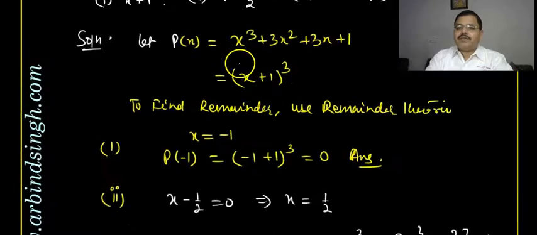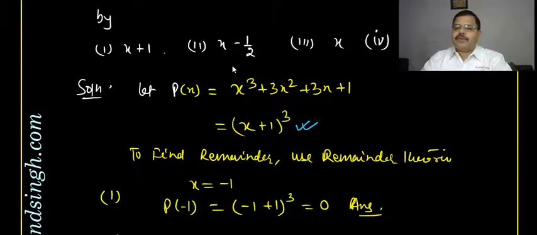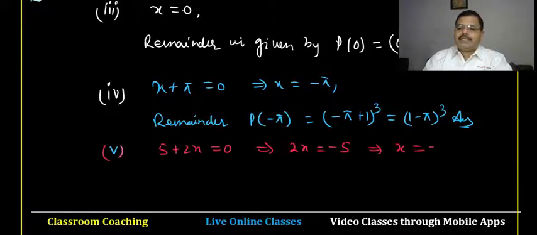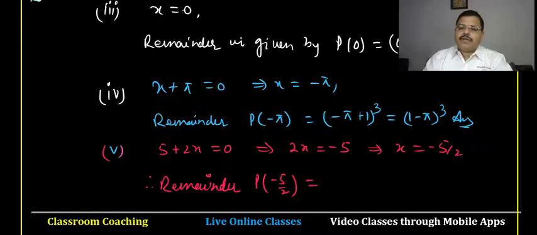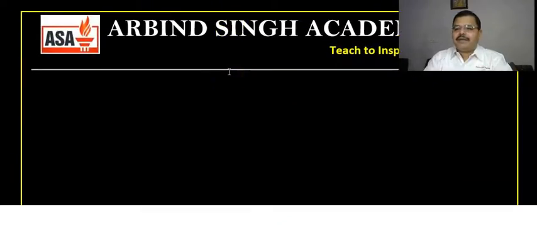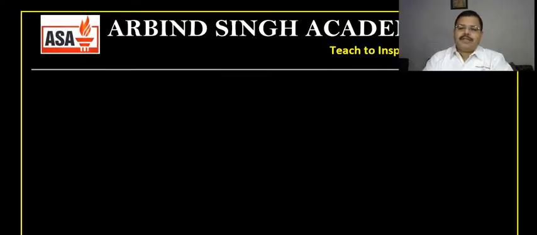So I can write it like this, because the polynomial I have reduced in the form of x plus 1 whole cube. So instead of putting values in the original polynomial, you can use this one as well. Now the fifth question is 5 plus 2x is equal to 0. This implies 2x is equal to minus 5, and that is x is equal to minus 5 by 2. And therefore the remainder is p of minus 5 by 2. That is minus 5 by 2 plus 1 whole cube. That is minus 3 by 2 whole cube, which is minus 27 by 8. Answer. So that is the simplest question, I think. It becomes simpler as it is reduced in the form of x plus 1 whole cube.